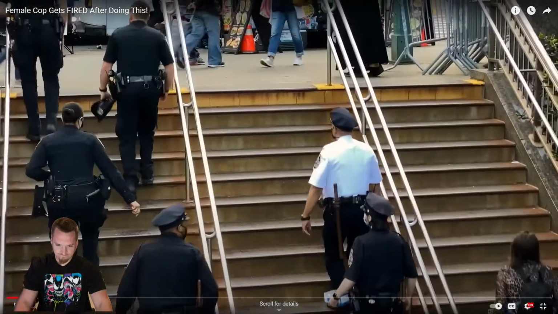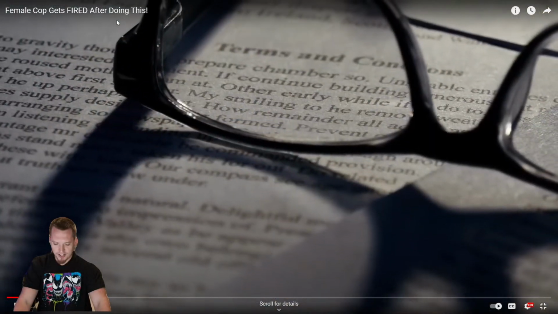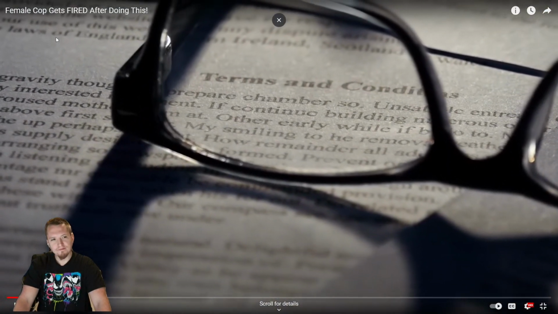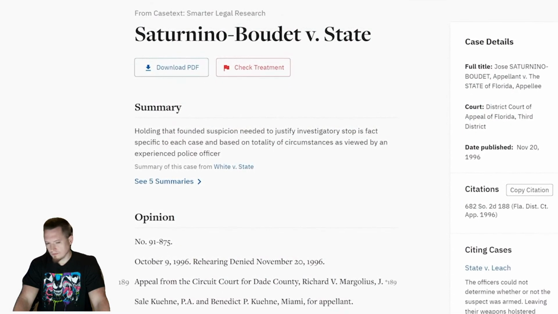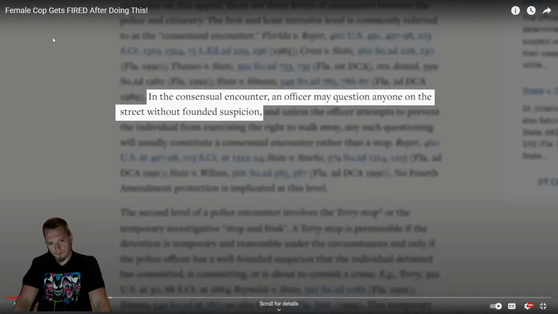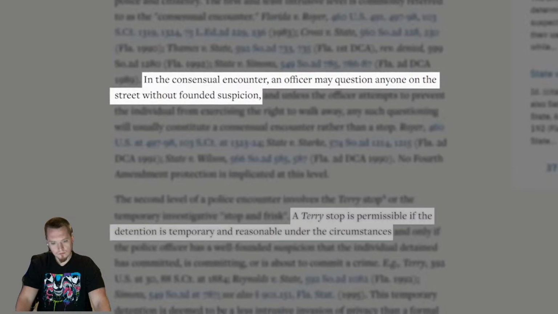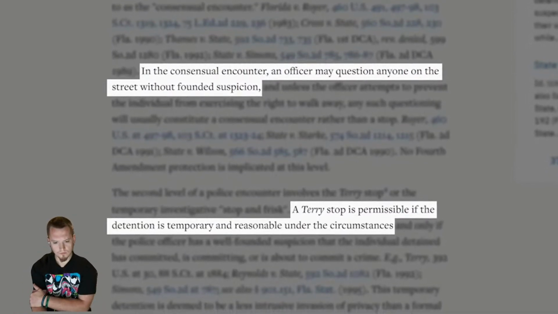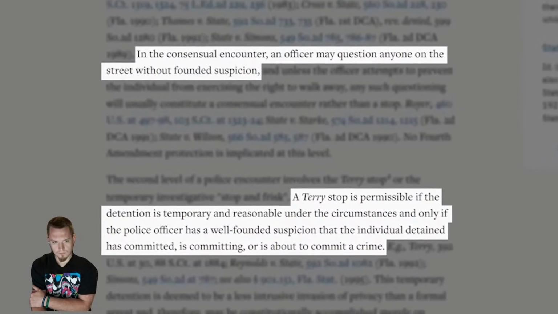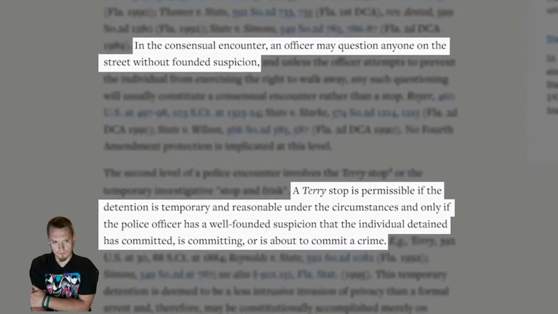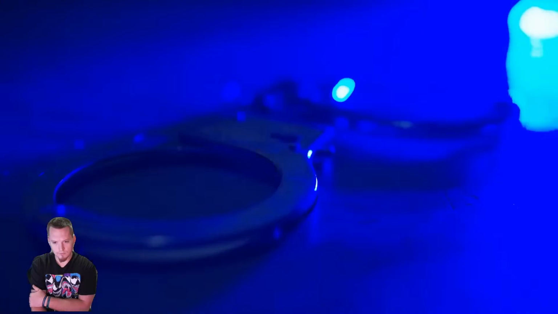Courts generally recognize 3 different so-called levels of encounters between the police and citizenry: consensual encounters, temporary investigative detentions, or Terry stops, and formal arrests. As the 3rd District Court of Appeal of Florida outlined in the 1996 case of Saturnino Bode versus State, quote, in the consensual encounter, an officer may question anyone on the street without founded suspicion. On the other hand, now quoting again, a Terry stop is permissible if the detention is temporary and reasonable under the circumstances, and only if the police officer has a well-founded suspicion that the individual detained has committed, is committing, or is about to commit crime, while an arrest requires an officer to have probable cause to believe that the person arrested has committed a crime.